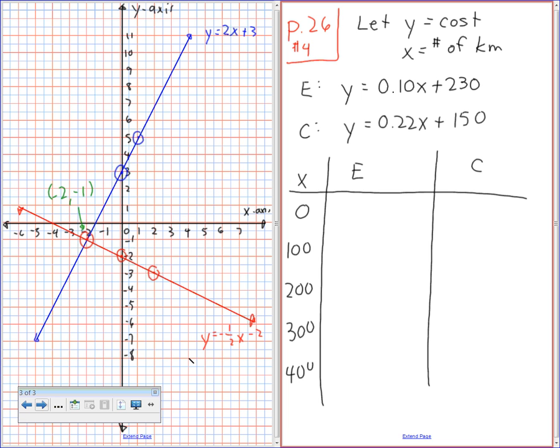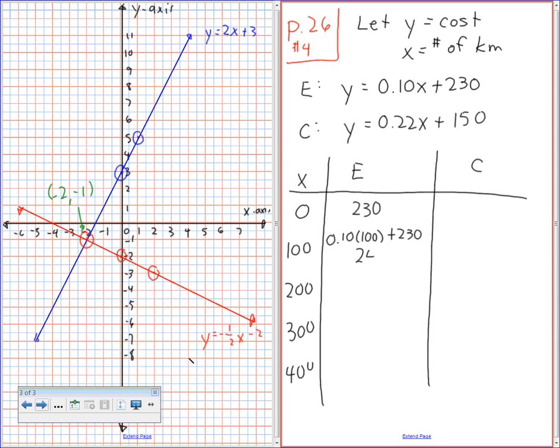Okay, so what I did for this one, I'm going to use E first. This is going to be 230 at 0. What I'm going to do for this one is 0.10 times 100, and then add that to 230. What's 0.10 times 100? Right, Jen, I heard you say it. 10, right? So 10 plus 230 is going to be 240.